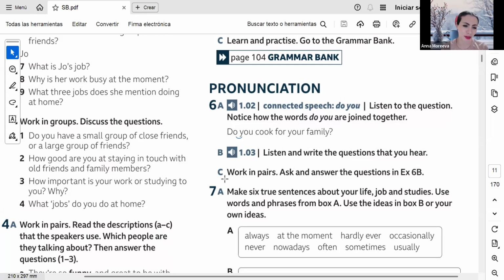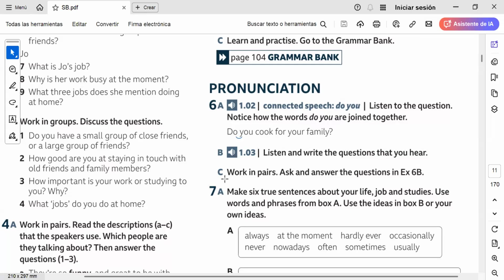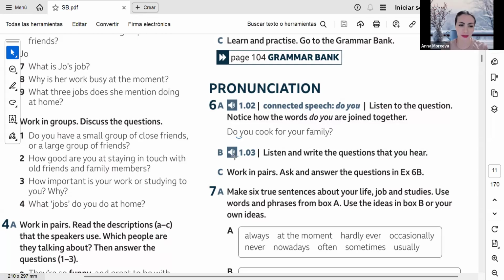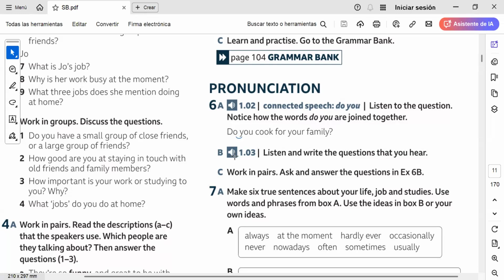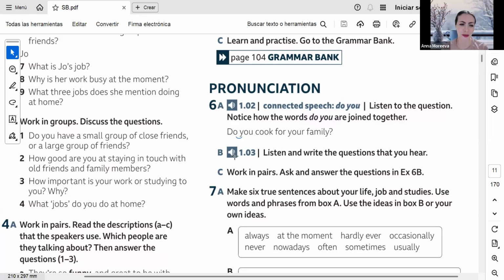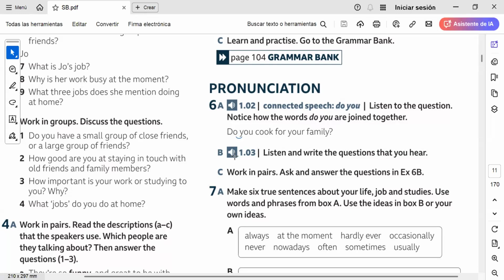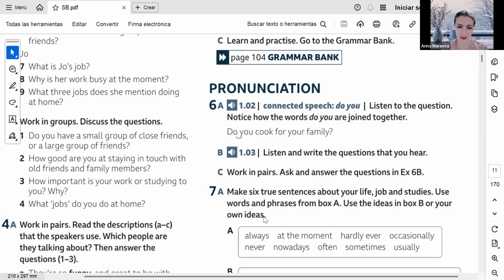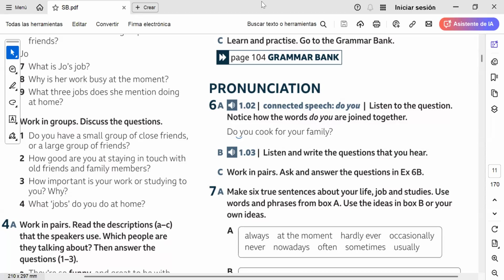Okay, now you please, Elizabeth. Do you cook for your family? It's like J. Liliana, please. Do you cook for your family? It's J. Do you cook? Yes, you cook. Fabian, please. Do you cook for your family? Okay, Juan, please. Do you cook for the family?